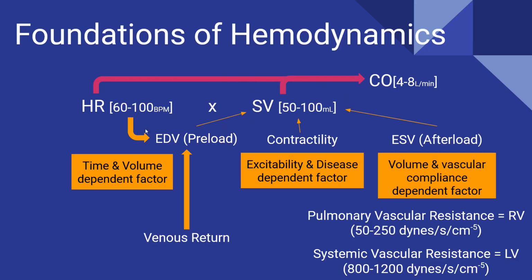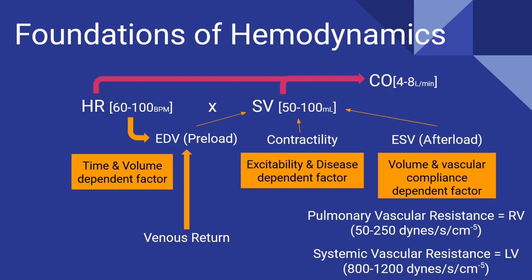And that is multiplied by your heart rate to get your cardiac output. So all these factors affect how much blood can leave for each beat. You multiply that by how many times it's beating per minute, and then you get your cardiac output, which in the end is one of the most important things.